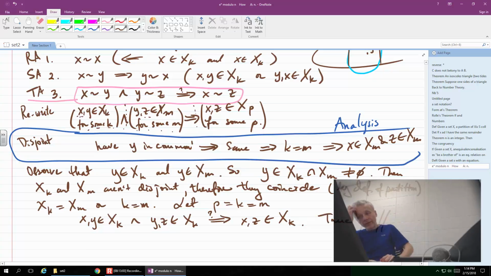Okay, so let's examine the last part of the proof. We demonstrated that x and m are the same, and so there is some index k or m that is available. So can we find that p? Is it clear that for some k, for some m, for some p, what does it stand for in logical terms?